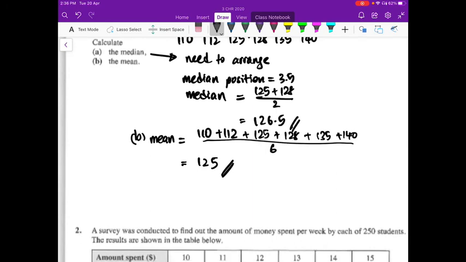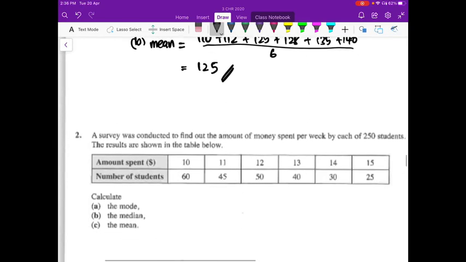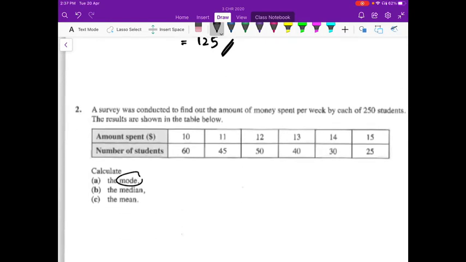And how many more pages? Find the mode. Mode is the highest frequency. Which one occurs the most time? Which is the most popular? Which one comes out the most? Which one appears the most time?